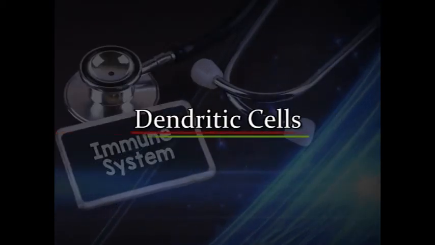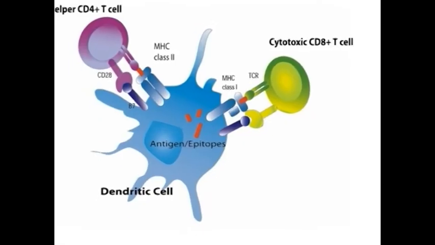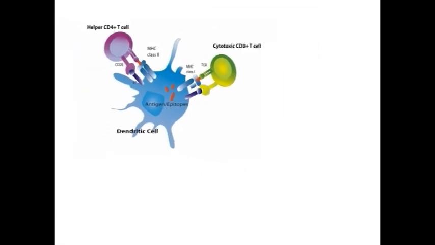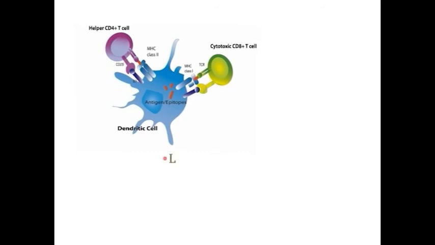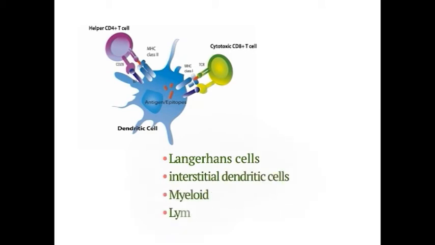Dendritic cells. Dendritic cells are derived from myeloid and lymphoid lineage. Their main function is the presentation of antigen to T helper cells. Four types of dendritic cells are known: Langerhans cells, interstitial dendritic cells, myeloid and lymphoid dendritic cells. Despite their differences, they all constitutively express high levels of class II MHC molecules and members of the co-stimulatory B7 family. Dendritic cells acquire antigens by phagocytosis, process them and present them to T helper cells.